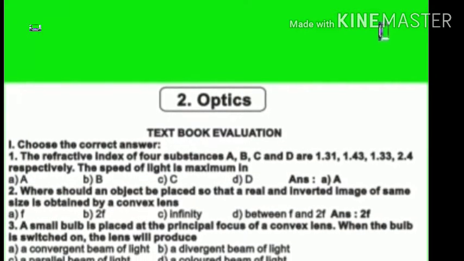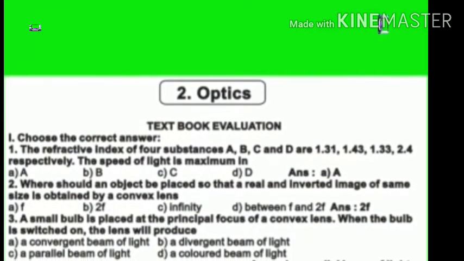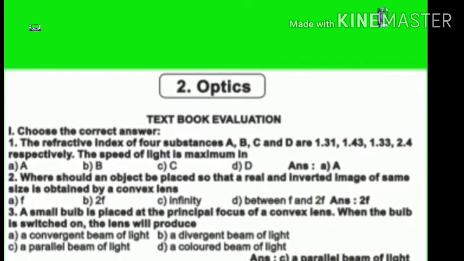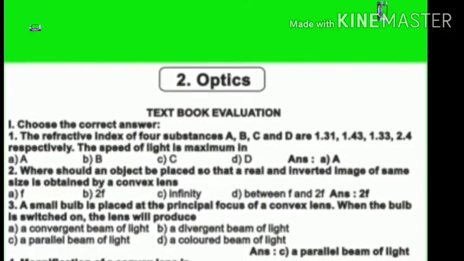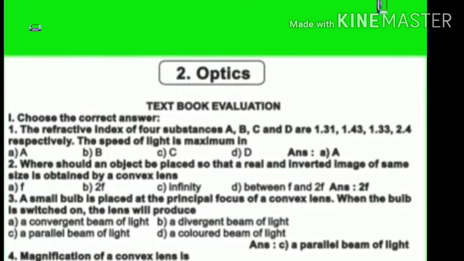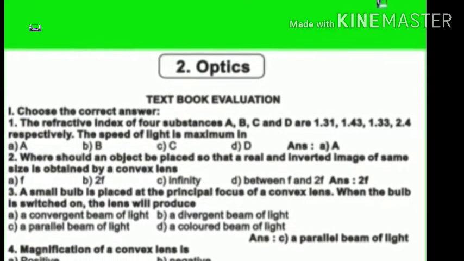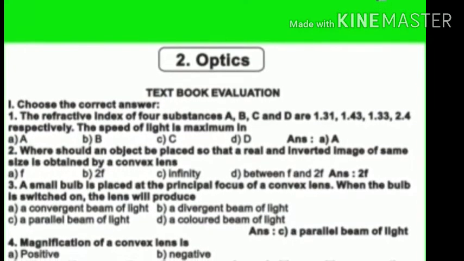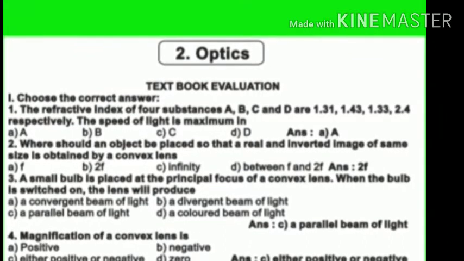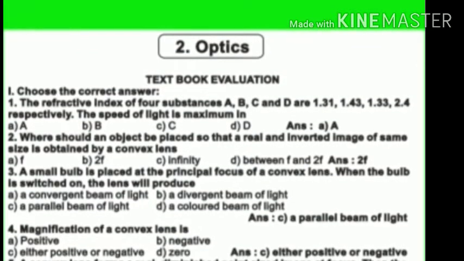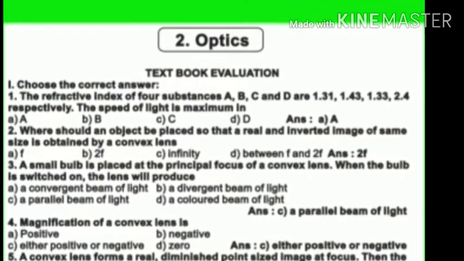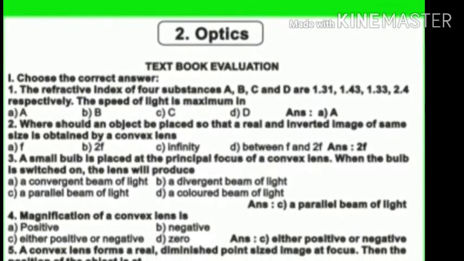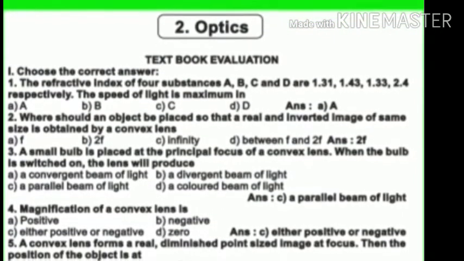Choose the correct answer. The refractive indices of four substances A, B, C and D are 1.31, 1.43, 1.33, 2.4 respectively. The speed of light is maximum in option A. Where should an object be placed so that a real and inverted image of the same size is obtained by a convex lens?